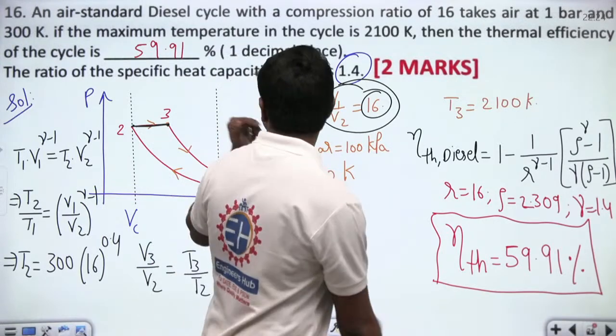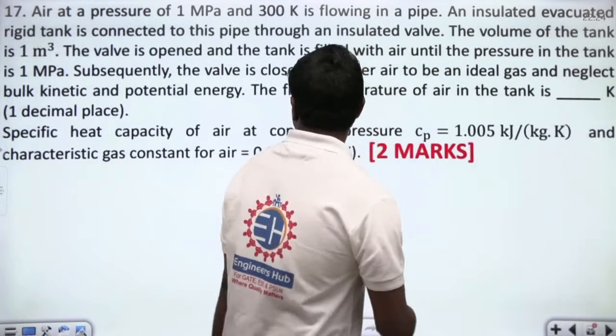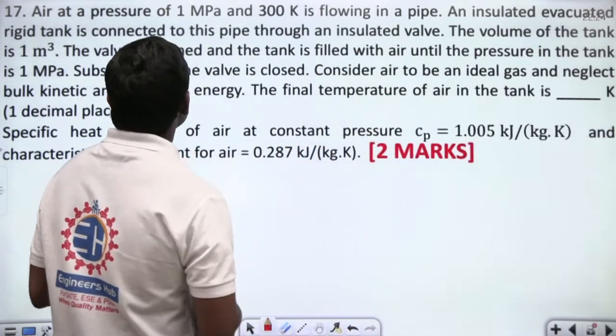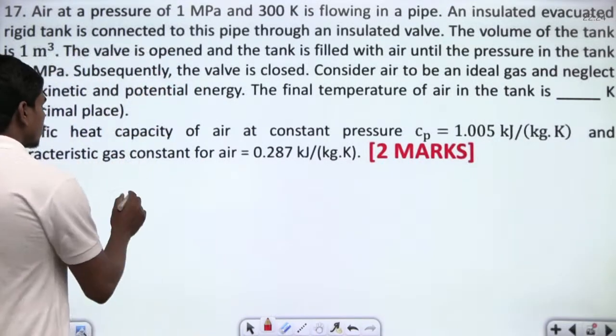Okay. And 16 questions are done, so there are only 6 more questions. Let us go through the things quickly. So this is one question that is with us. Air at a pressure of 1 megapascal and 300 Kelvin is flowing in a pipe. Okay, so there is one pipe.